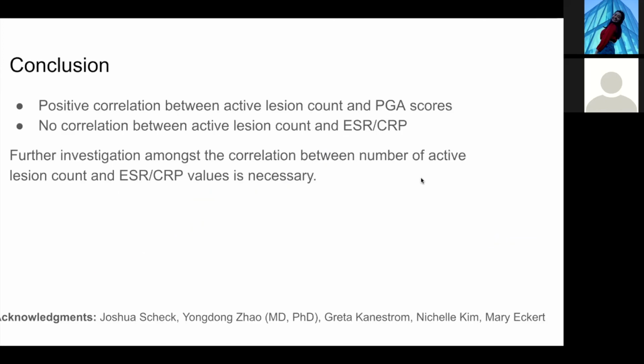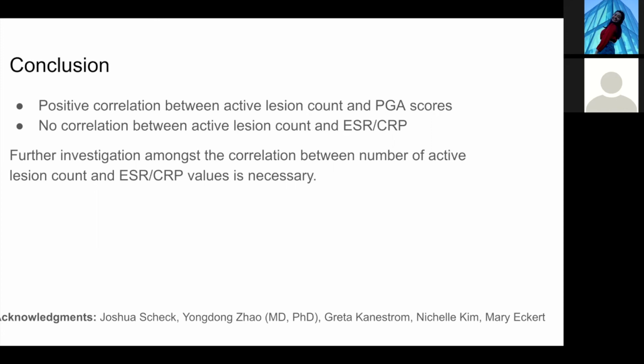So to summarize our data, we saw a positive correlation between the active lesion count and the PGA score, but no correlation between the active lesion count and the ESR and CRP values. We can expect the positive correlation between active lesion count and PGA score, as the PGA score is determined at a clinical visit where the patient is evaluated by a physician. The PGA score is determined by the physician and is calculated based off the severity and prominence of the lesions.